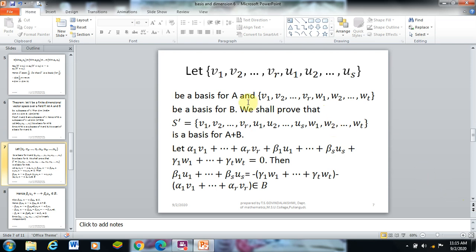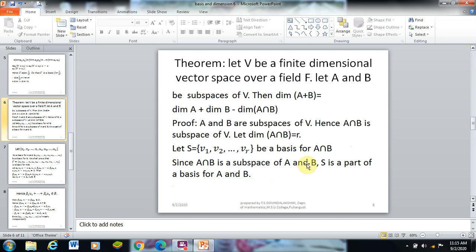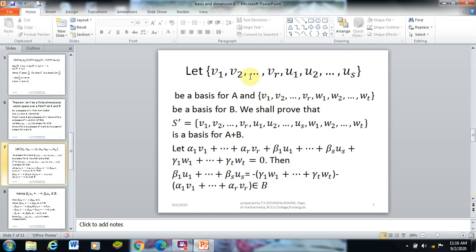Let the set of vectors v1 to vr and u1 to us be a basis for A, and v1 to vr, w1 to wt be a basis for B. Here the common set S is part of the basis of A and B. So these vectors are involved in A, and these vectors are involved in B.